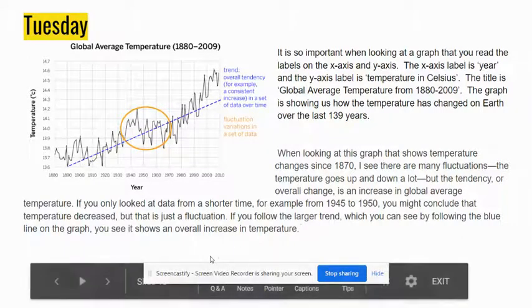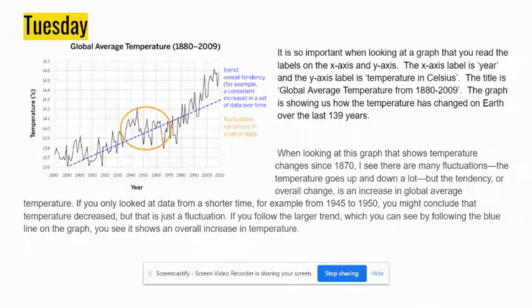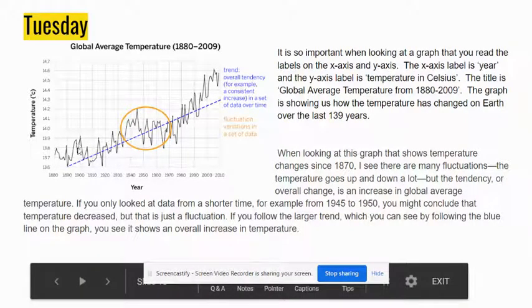When looking at this graph that shows temperature changes since 1870, I see there are many fluctuations. The temperature goes up and down a lot. We have some fluctuations here, up, down, up, down, up, down. But the tendency or overall change is an increase in global average, this blue line again.